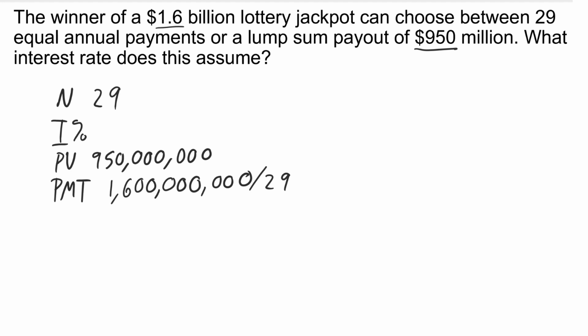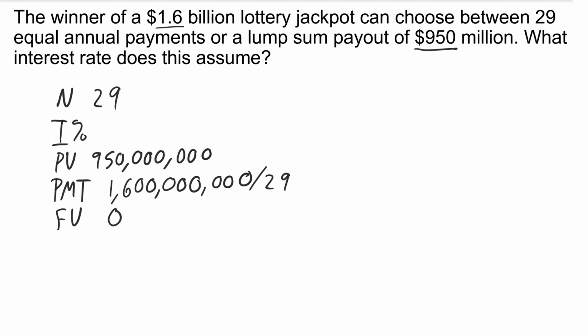All right, and then the future value. The future value is not 1.6 billion. That's a common mistake on this problem because you would have 1.6 billion, assuming you could receive those payments every year for 29 years and not spend them. But that's not the idea here. The idea here is from the perspective of paying out the lottery. And so that is going to be 0.